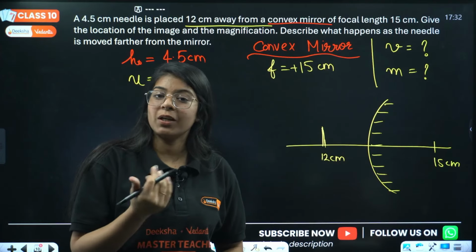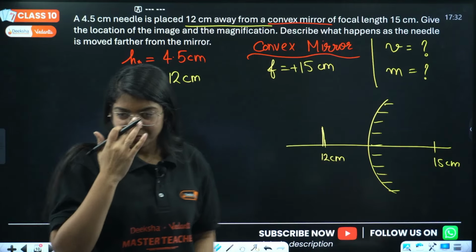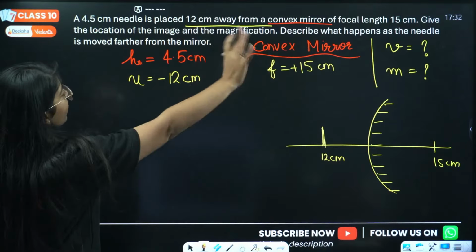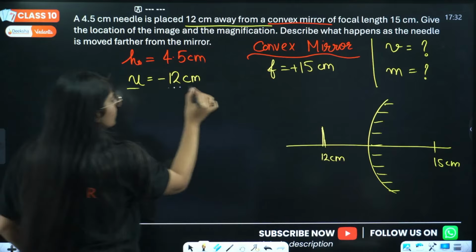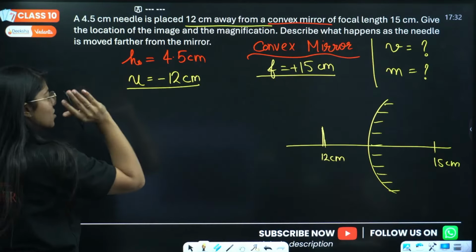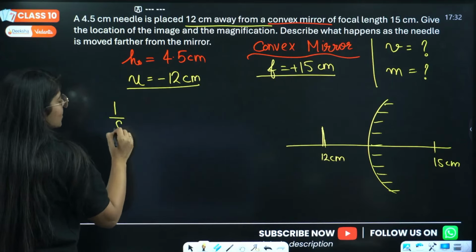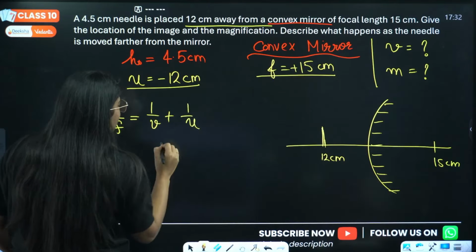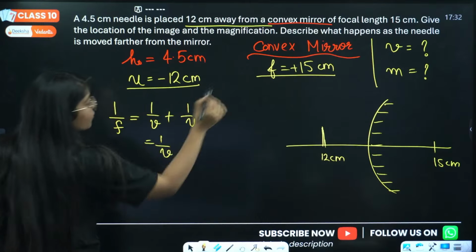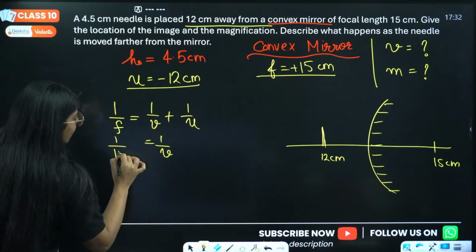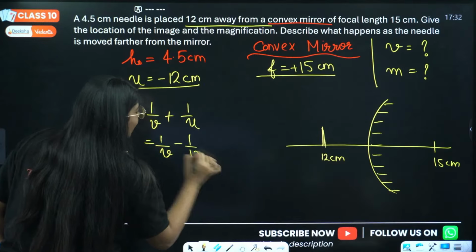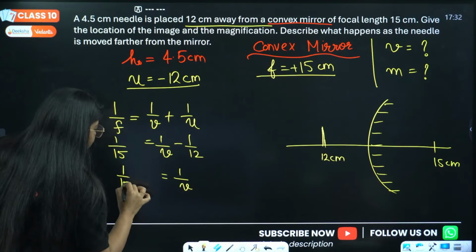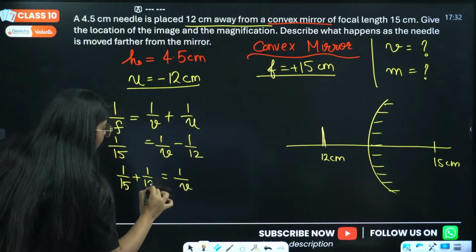Were you able to solve it or not? Let me know. Okay, hi Isha. Okay, let's solve this. We have to find the location of image. So ma'am, U is given, F is given. Very easy. We can just find the image distance by using mirror formula. 1 by V plus 1 by U equals 1 by F. V we have to find, and 1 by F will be 1 by 15, and this will be minus 1 by 12. Understood? So 1 by V will be 1 by 15 plus 1 by 12.